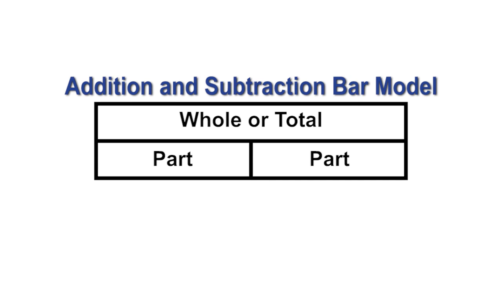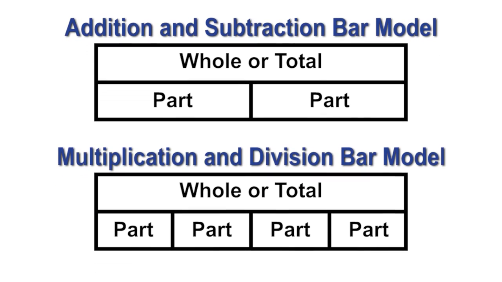The bar model for addition and subtraction is similar to the image shown. Any part of the model can be the unknown part of the equation. The bar model for multiplication and division is similar to the addition and subtraction model. However, the number of parts will change depending on the problem. Let's look at a couple of multiplicative comparison word problems.